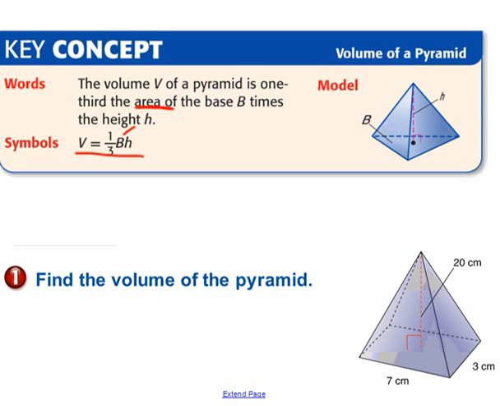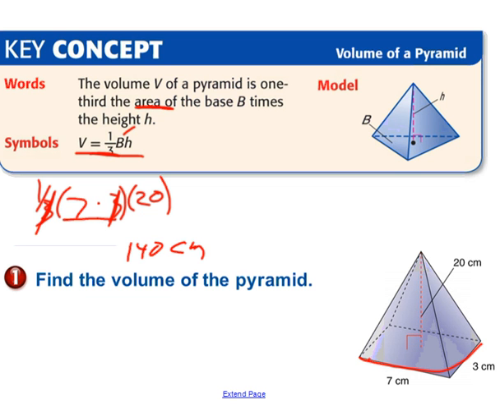Well, the base is a rectangle, so the area of the base is going to be 7 times 3. And of course, according to my equation, it's 1/3 the area of the base times the height, which is 20. Before I do too much multiplying here, I can see some simplification. I can take this 1/3 and cancel that 3, and I've got 7 times 20. 7 times 20 would be 140 centimeters cubed.